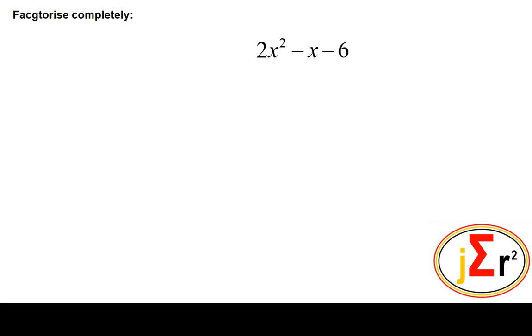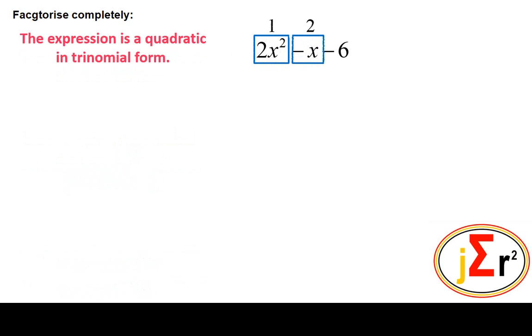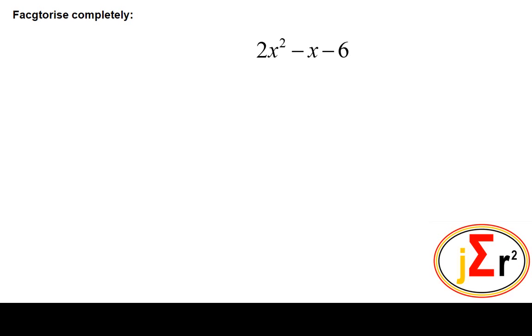Factorize completely. And what we have here, well, I won't say that yet because everything is very clear in the animation. The expression is a quadratic in trinomial form. When we have an expression like this, everyone knows, everyone calls it a quadratic. Why do we call it a quadratic? We have all kinds of spurious explanations on the internet. We'll give the correct one right here.